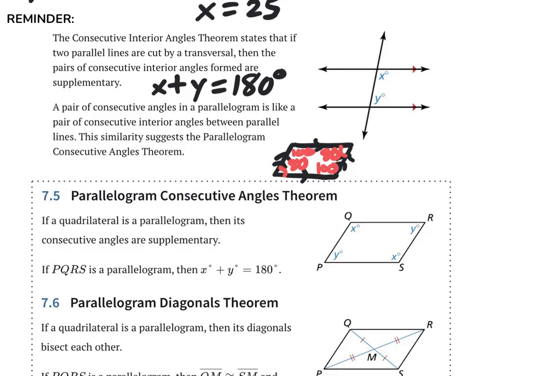Okay, so we have several different pairs of consecutive interior angles. We actually have 4 different pairs. We have these two, we have these two, we have these two, and we have these two. All of them add up to be 180. And so there's a lot of different relationships going on there.